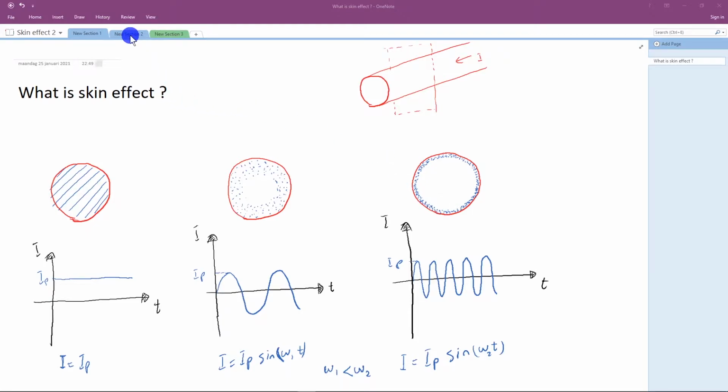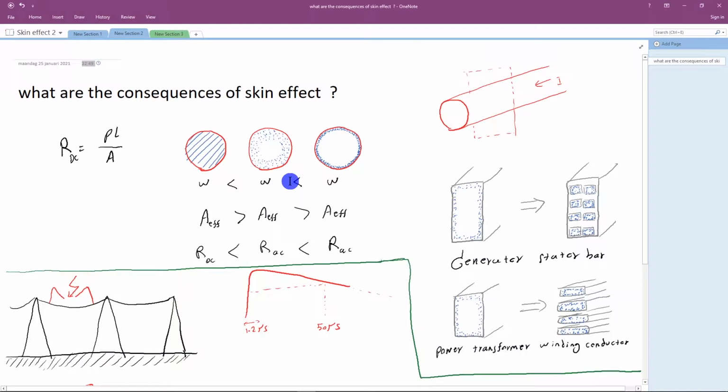So now let us look at the consequences of the skin effect. In order to see the consequences, we have to look at the resistance of a wire. So in case of this wire, for example, we know that the resistance is basically rho multiplied by L divided by cross section. L is the length, A is the cross section, and rho is the specific resistance.